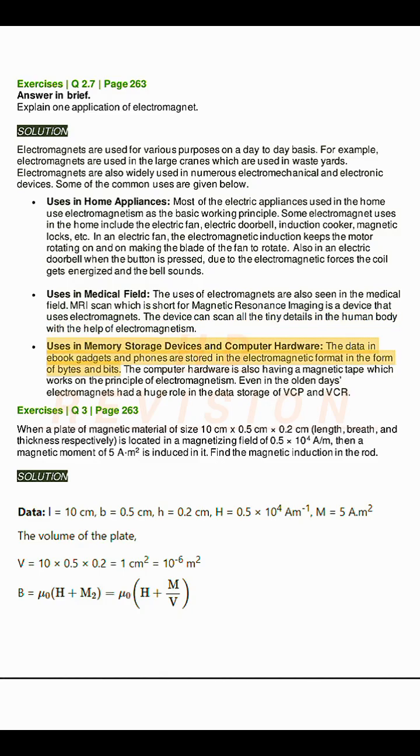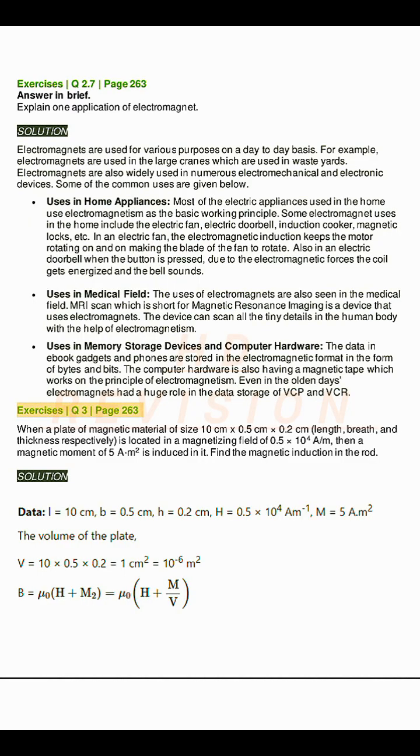Uses in memory storage devices and computer hardware. The data in e-book gadgets and phones are stored in electromagnetic format in the form of bytes and bits. Computer hardware also has magnetic tape, which works on the principle of electromagnetism. Even in the olden days, electromagnets had a huge role in the data storage of VCP and VCR.